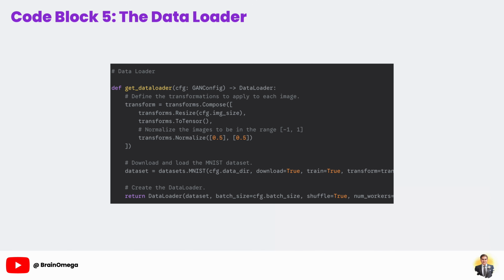We then load the MNIST dataset with these transforms and wrap it all in a data loader. The data loader is a fantastic PyTorch utility that automatically handles creating mini batches of data, shuffling the data every epoch to ensure our model doesn't just memorize the order, and using multiple CPU workers to load data in the background so our GPU is never waiting.